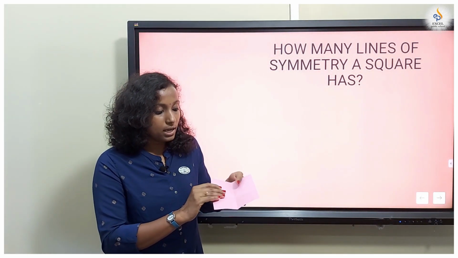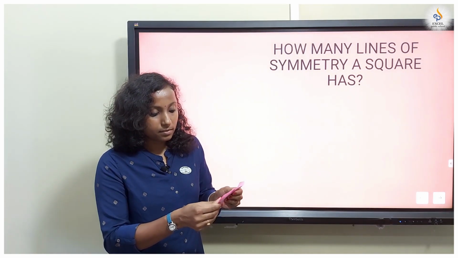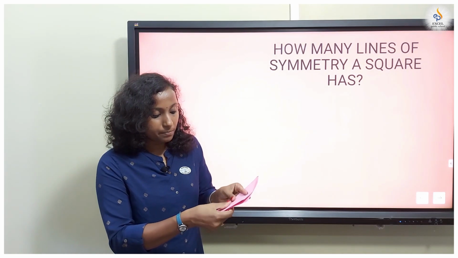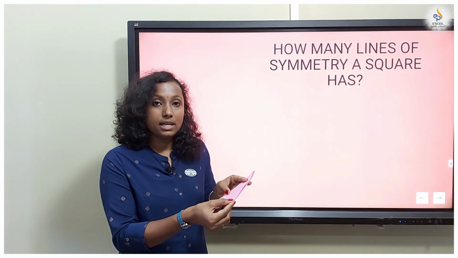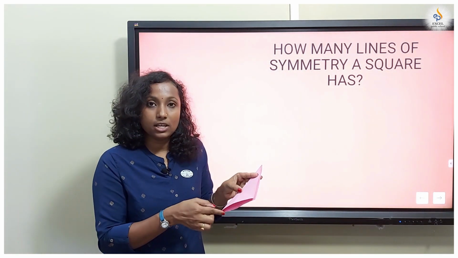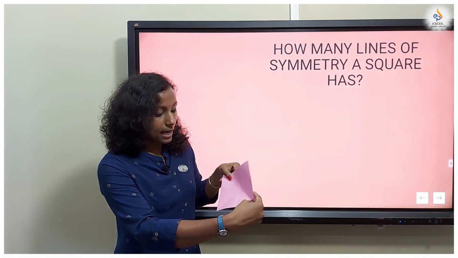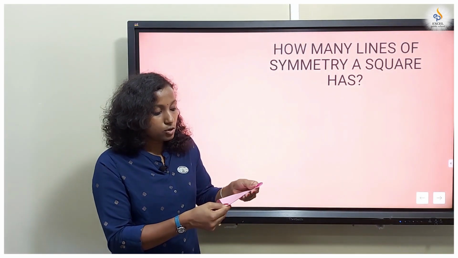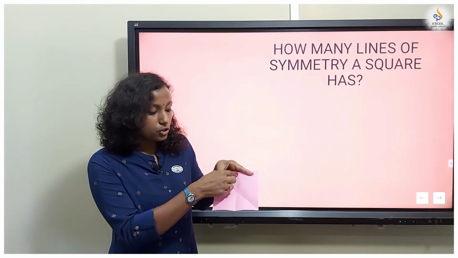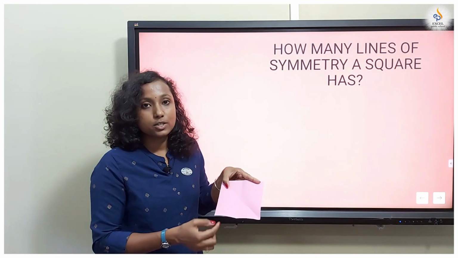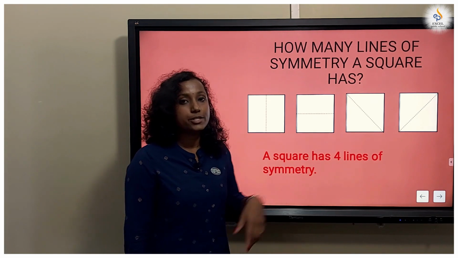Now can I fold this square diagonally? Yes, you can see that if I fold it like this, the corners exactly meet each other. So I got 3 lines of symmetry, and if I fold like this, it also forms symmetry. So a square has 1, 2, 3 and 4 lines of symmetry.